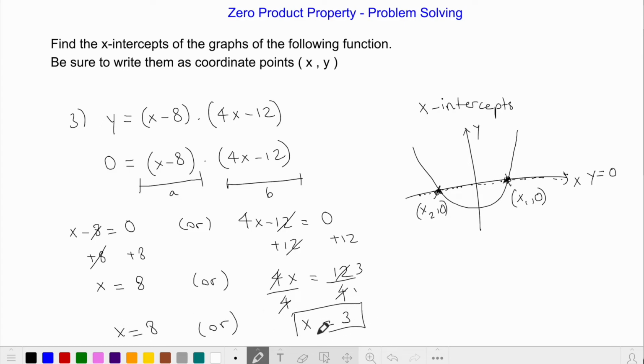Those 2 points are where the graph cuts through the x-axis. So in terms of coordinates, that would be (3, 0) and (8, 0). These are the 2 points that cut through the x-axis, and they are called x-intercepts.